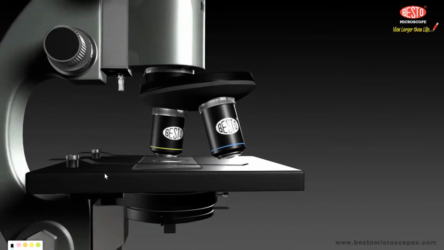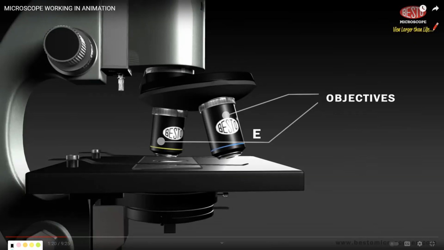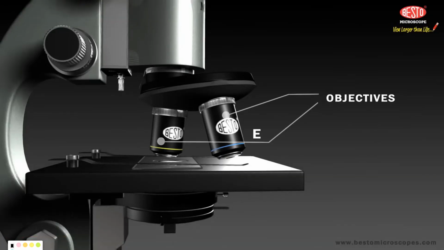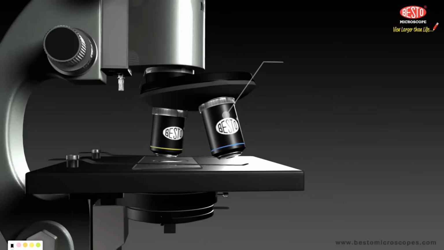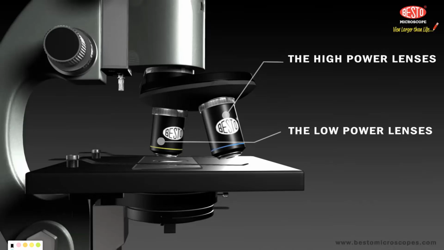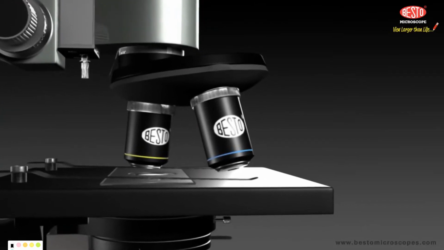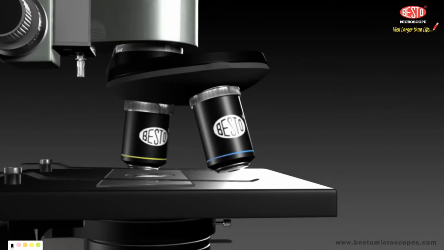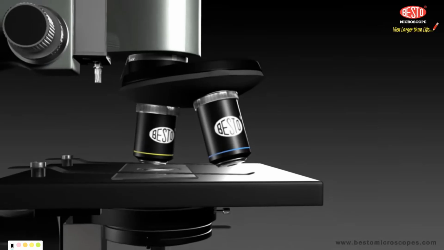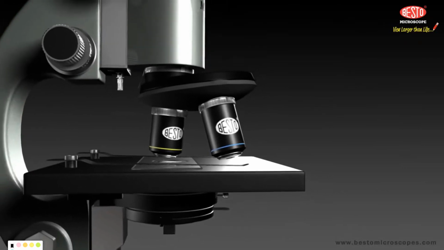E. The objectives are the parts at the bottom of the body tube closest to the sample you are examining. Each objective has a lens and a tube-like holder, the mount. The longer mounts hold the stronger lenses, the high-power lenses. The shorter mounts hold the weaker lenses, the low-power lenses. Like the eyepieces, objectives also come in various powers. A microscope has several objectives, for example, 4x, 10x, 40x or 45x, and 100x. Some microscopes only have one or two objectives.